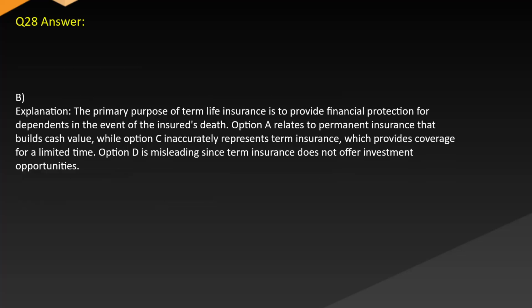Answer: B. Explanation. The primary purpose of term life insurance is to provide financial protection for dependents in the event of the insured's death. Option A relates to permanent insurance that builds cash value, while option C inaccurately represents term insurance, which provides coverage for a limited time. Option D is misleading since term insurance does not offer investment opportunities.